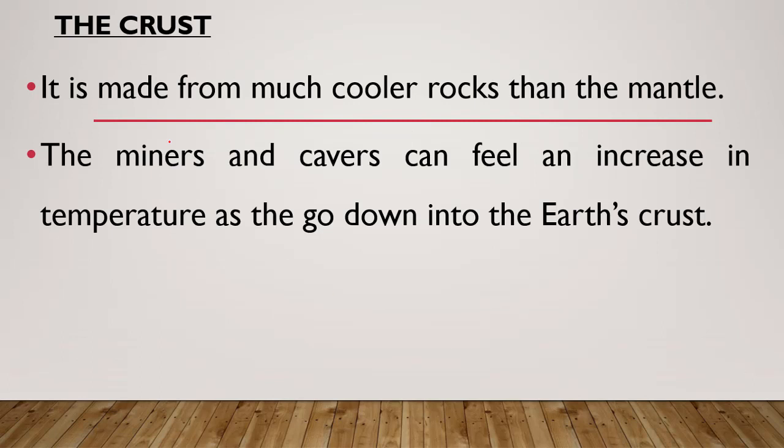Finally, let's look at the crust. The crust is made from much cooler rocks than the mantle. Much cooler rocks. The crust, that's where we are stepping on. So the substance or the rocks there are cooler. Had it been that the rocks were very hot, then we wouldn't be able to step on those rocks. But because the rocks are cooler, that's why we are able to step on them.